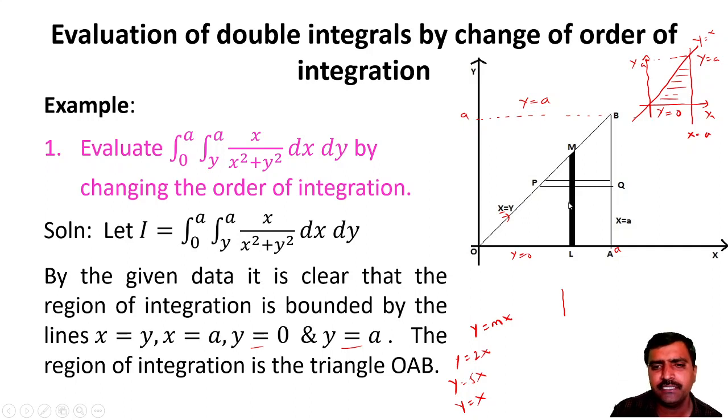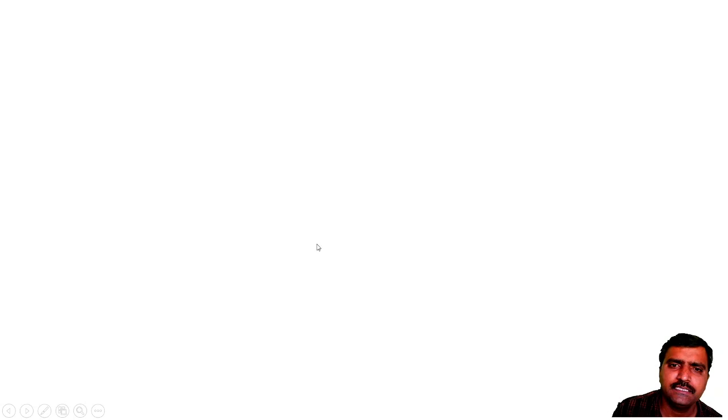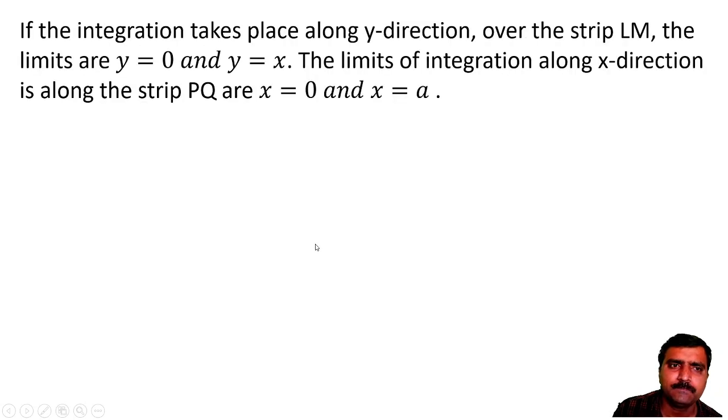To change the order of integration, dx dy has to become dy dx. That is, first we have to take the limits of y and then, with respect to that, the limits of x. So first take the limits of y, then take the limits of x, as if the integration takes place along the y direction or the strip.